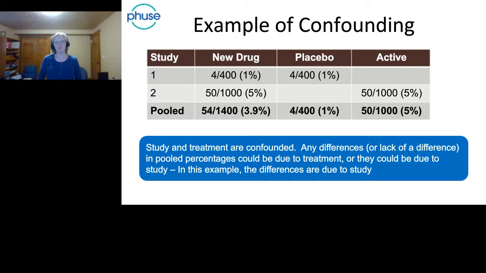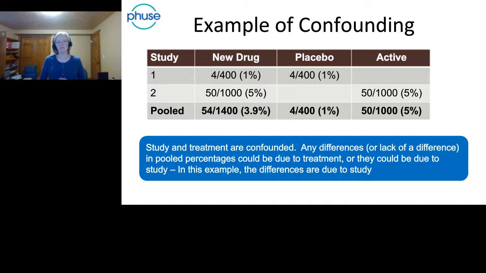Any differences you see, or lack of differences you see, you have no idea if that's because of treatment or because of study. Right. So in this example, in study one, new drug and placebo are the same. In study two, new drug and your active control are the same.